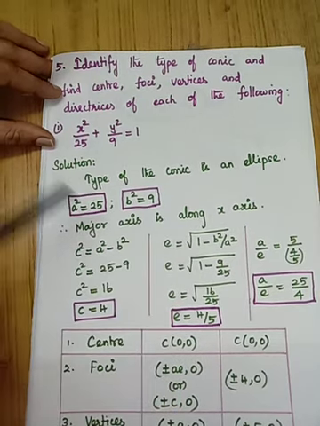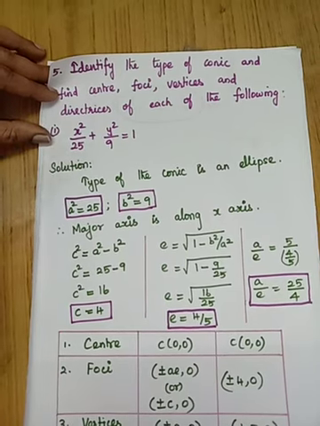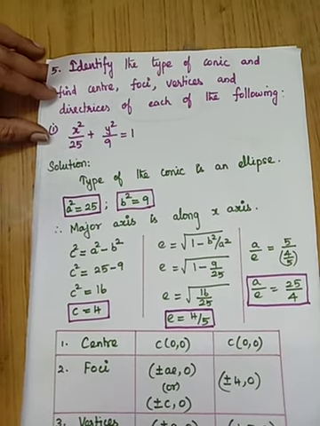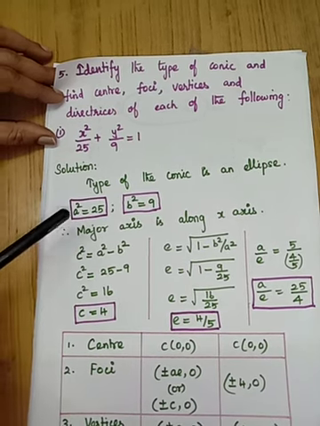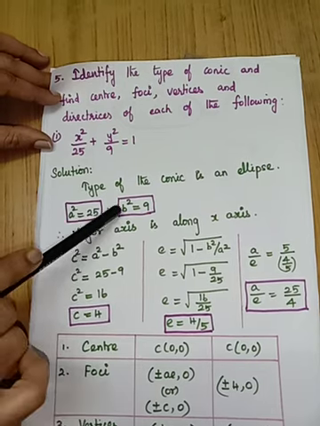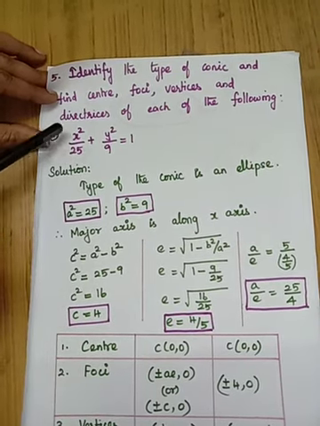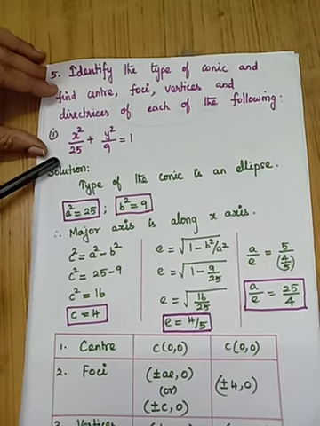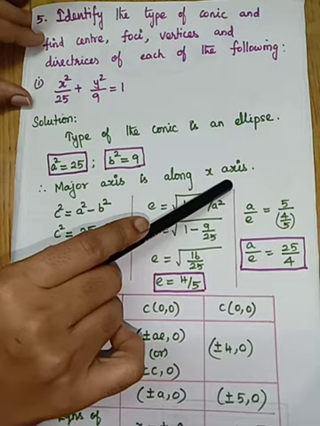Okay, these two results are very, very important. On seeing the equation of the ellipse, first you have to decide the bigger number has to be taken as a squared. So here the bigger number is 25. So a squared is equal to 25 and b squared is equal to 9. The bigger number occurs below x squared. So therefore major axis is along x axis.